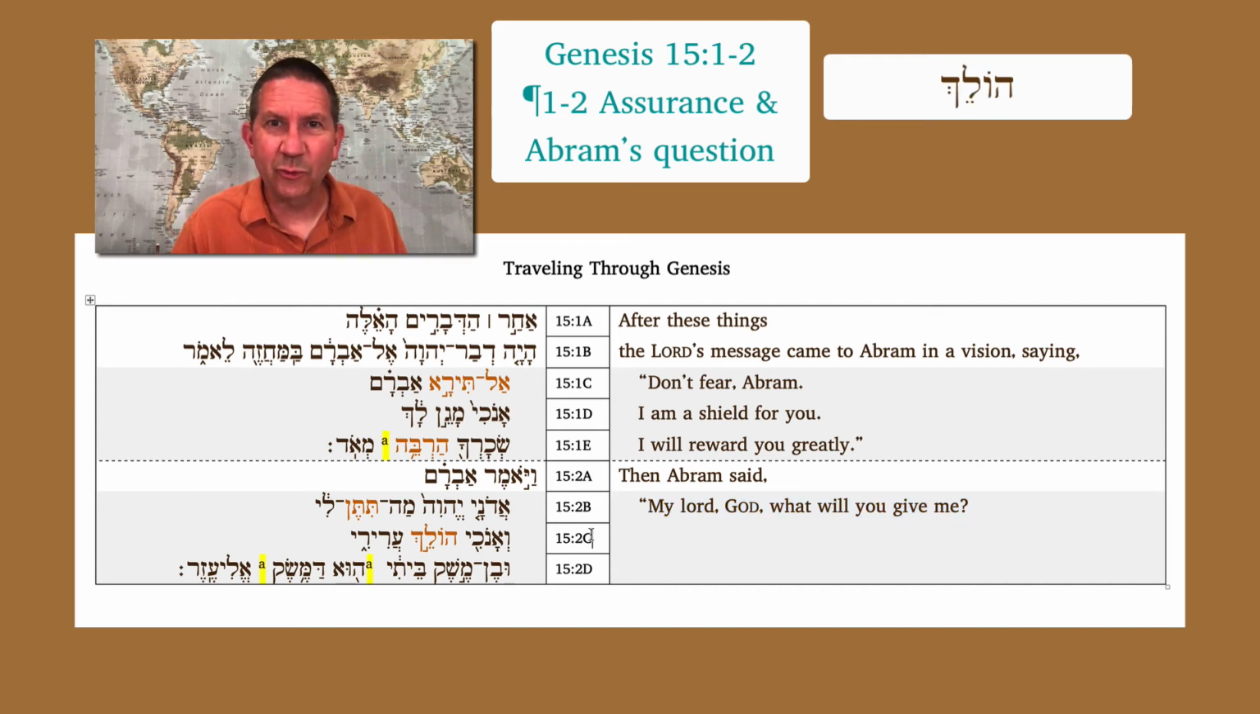Va'anoki holek ariri. Va'anoki, and I, holek. What's the key part of parsing holek? It's no ending, nothing at the beginning. This is from halak. Normally we would see just a cholam after the first radical. Here we have a cholam vav, which is much less common, but that cholam after R1 tells us we have a qal active participle. Ariri is a word that's not very common.